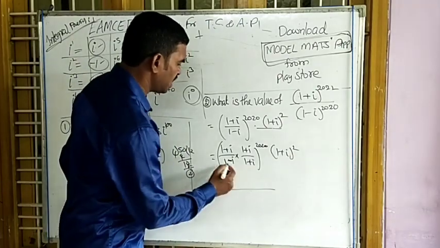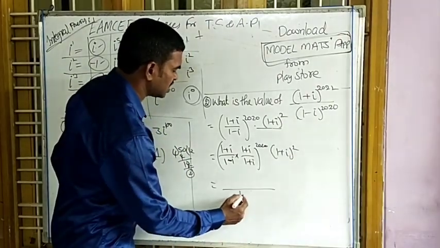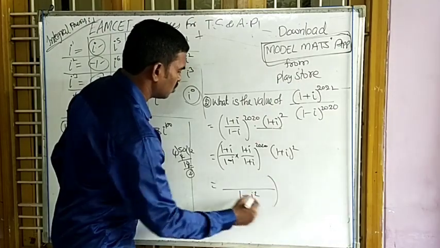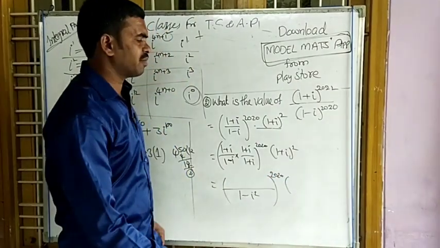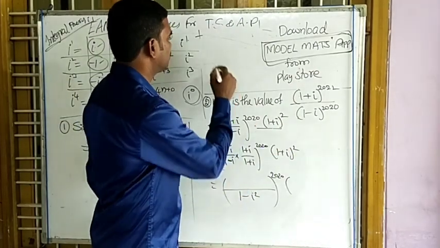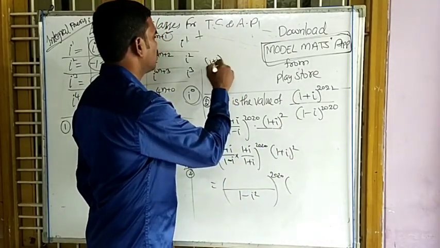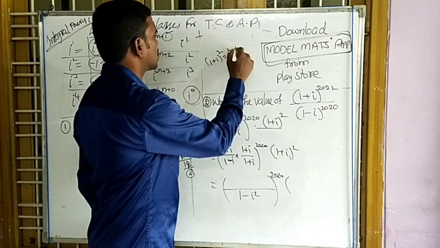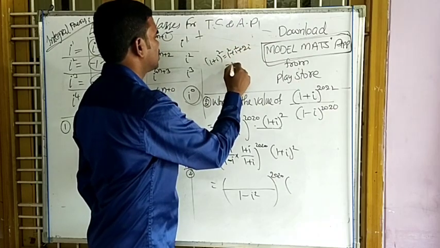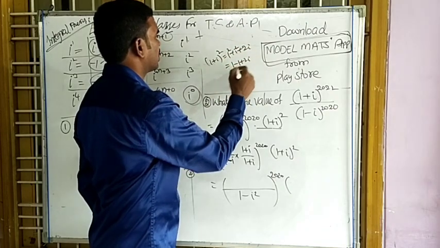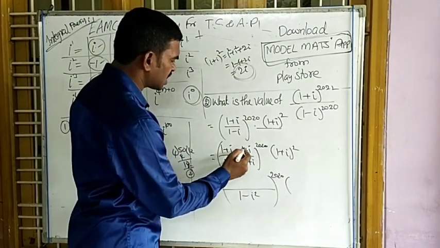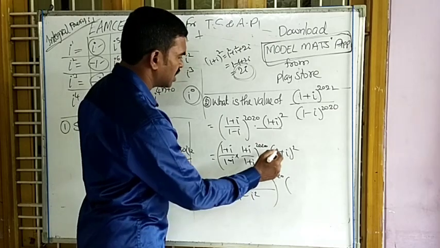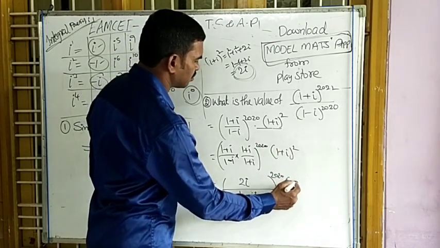Now 1 minus i into 1 plus i means 1 square minus i square, whole power 2020, into (1 plus i) whole square. What is (1 plus i) whole square? Here I am doing rough work. 1 square plus i square plus 2i. 1 square is 1, i square is minus 1, plus 2i. 1 minus 1, what is the answer? 2i. So (1 plus i) whole square is 2i.